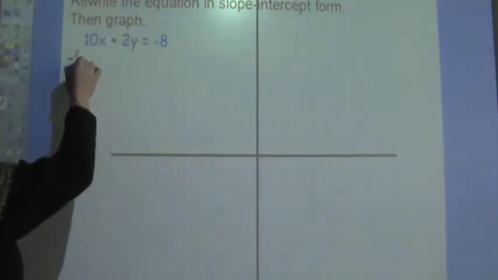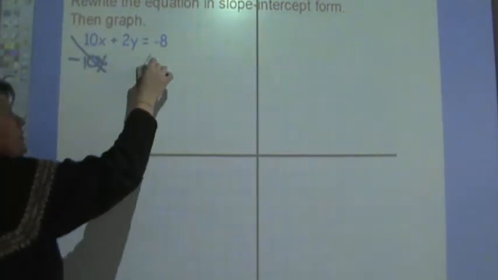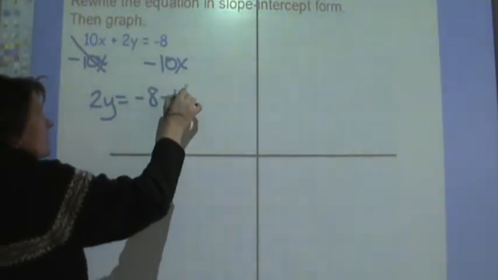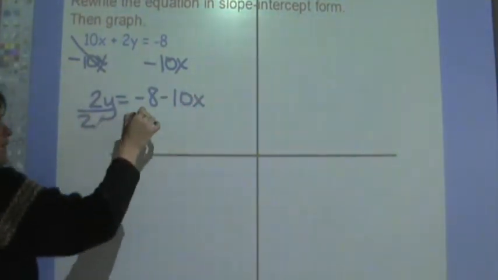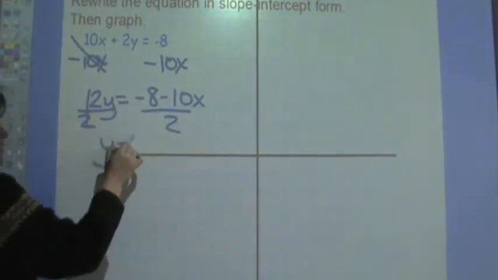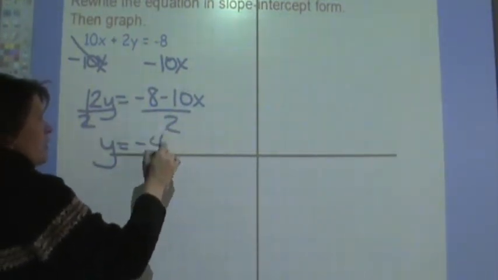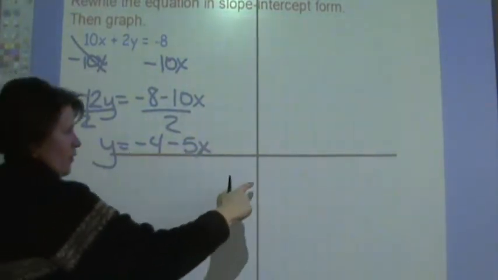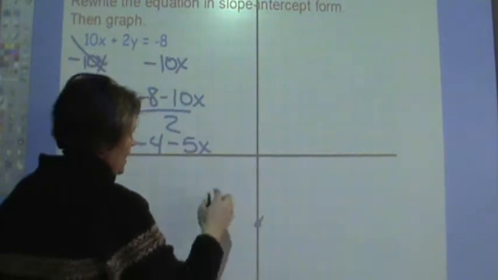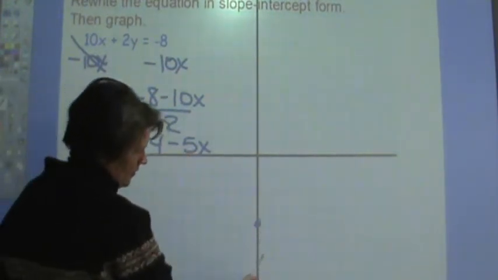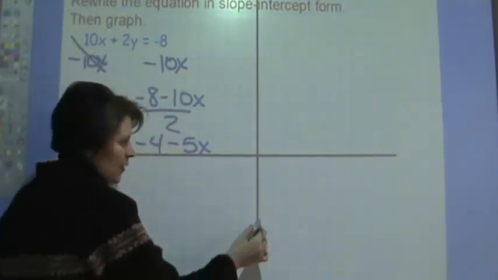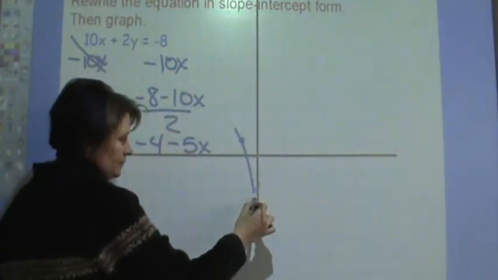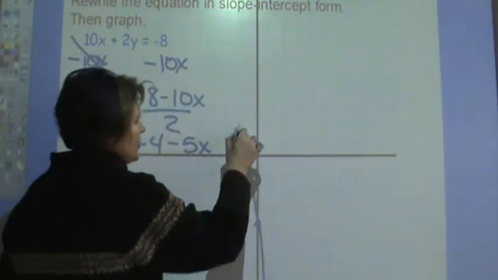Okay, so again, subtract and then divide. Negative 8 over 2 is negative 4. Negative 10 over 2 is negative 5. So I'm going to start at negative 4, and then I'm going to go down 5 over 1. That's all that'll fit that way. So I can also go up 5 and back 1. Oops, that's not very straight. Sorry about that.